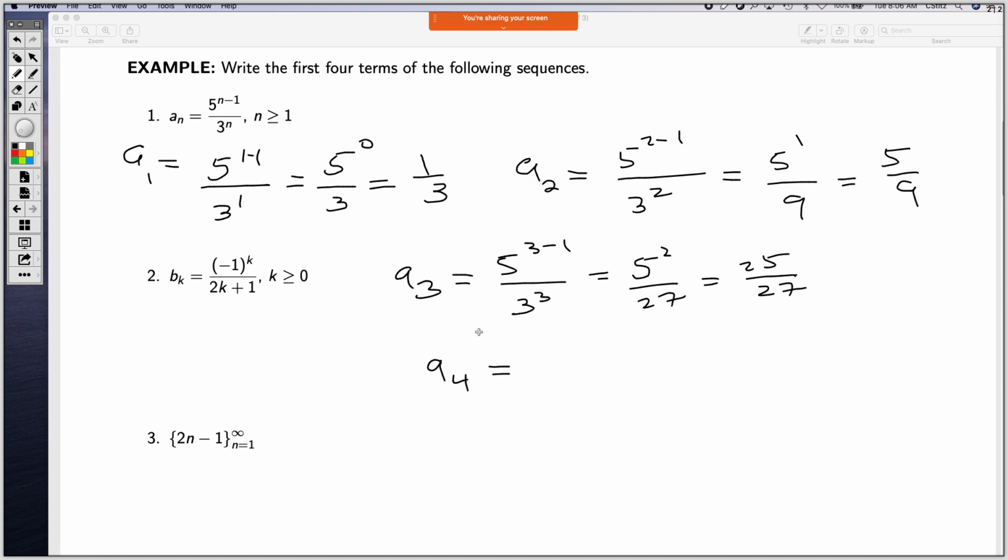And then to get the 4th term, a sub 4, plug in n equals 4. So that would be 5 cubed over 81, which is 125 over 81.